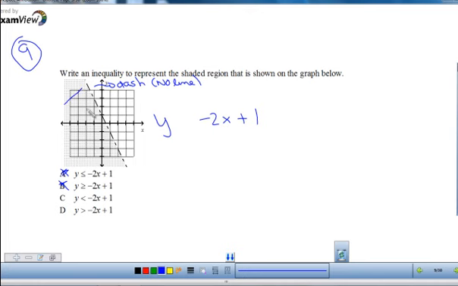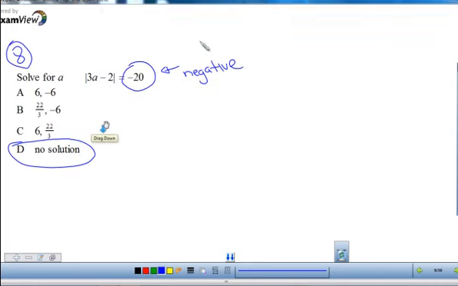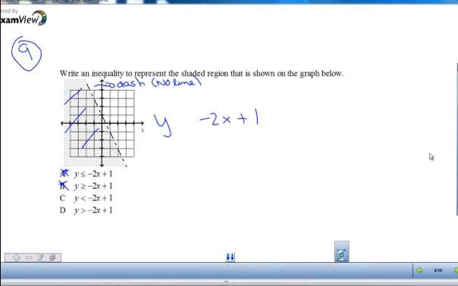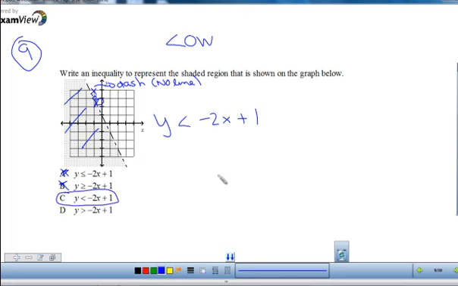Okay. Since the bottom part is shaded, I know that it's going to be low. Okay, remember this is the top of the graph. It's going to be low. So it's going to be y is less than -2x plus 1.